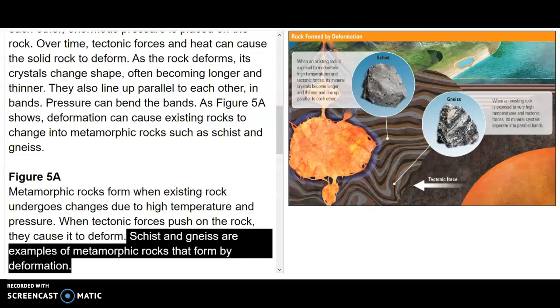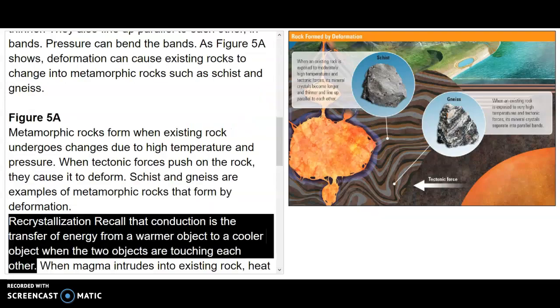So in the picture it says that when an existing rock is exposed to moderately high temperatures and tectonic forces, its mineral crystals become longer and thinner and line up parallel to each other. This would be like a schist. And then when the existing rock is exposed to very high temperatures and tectonic forces, its mineral crystals separate into parallel bands, like the gneiss.